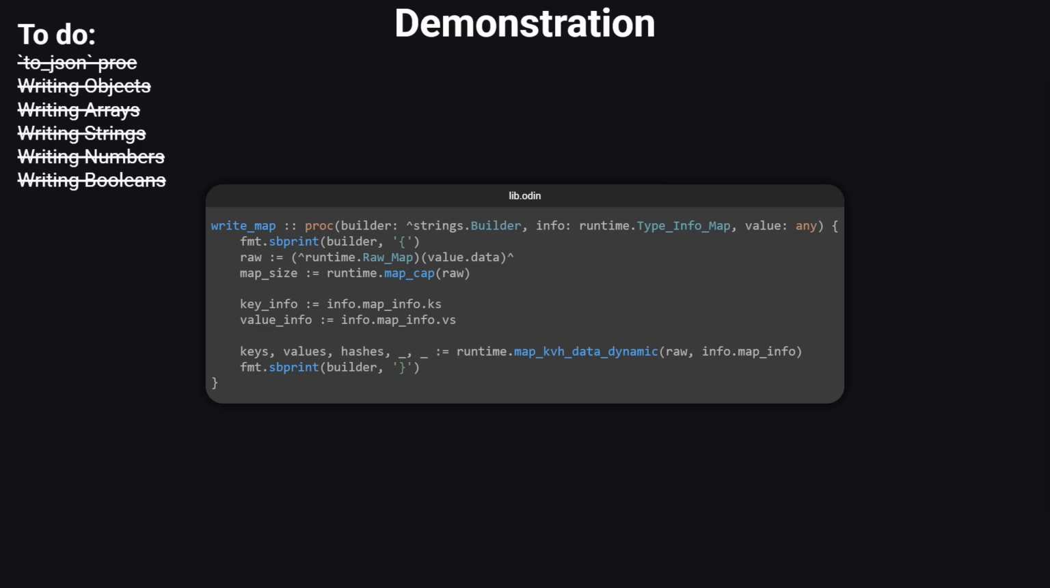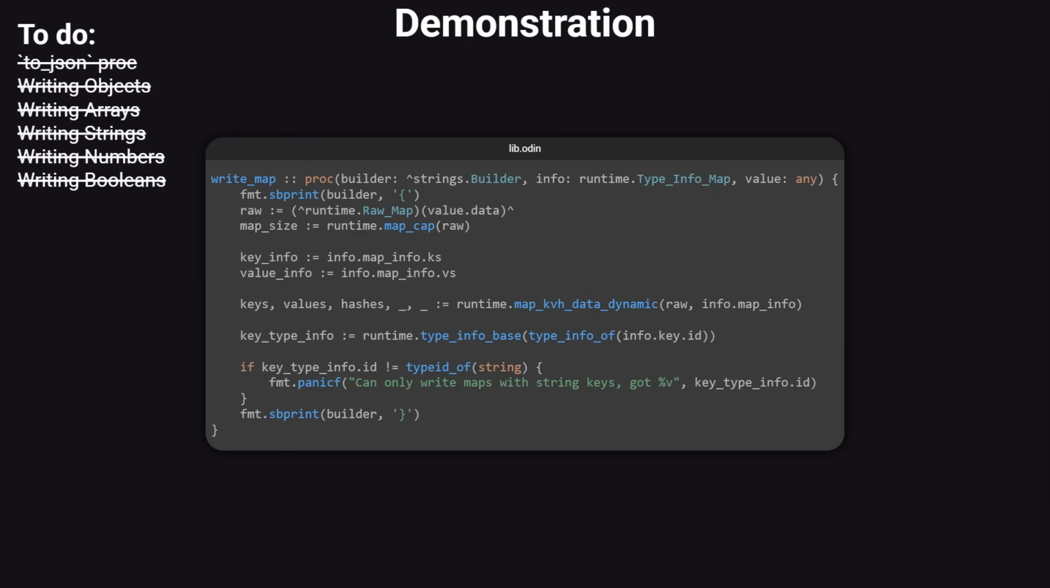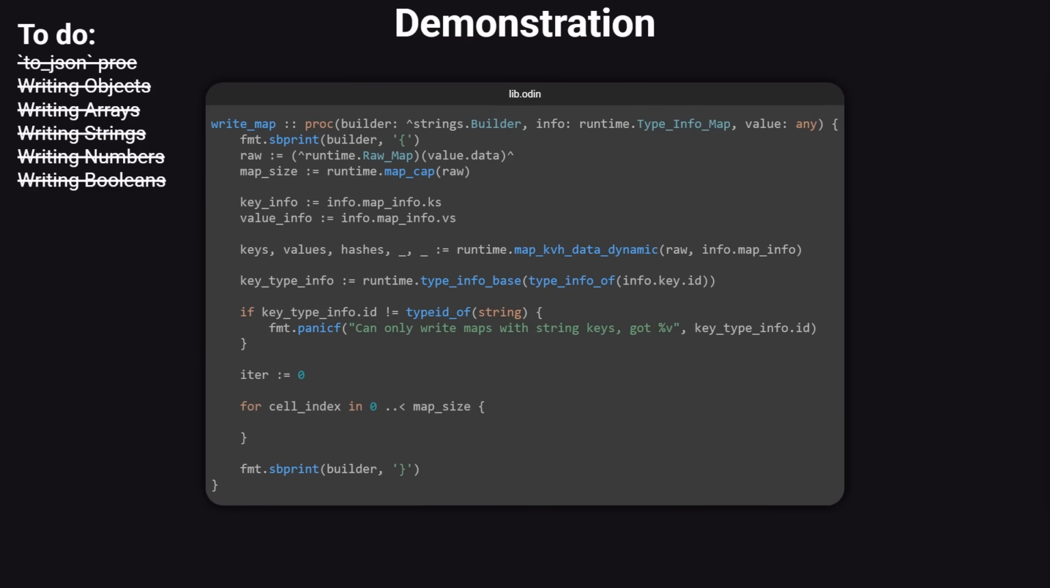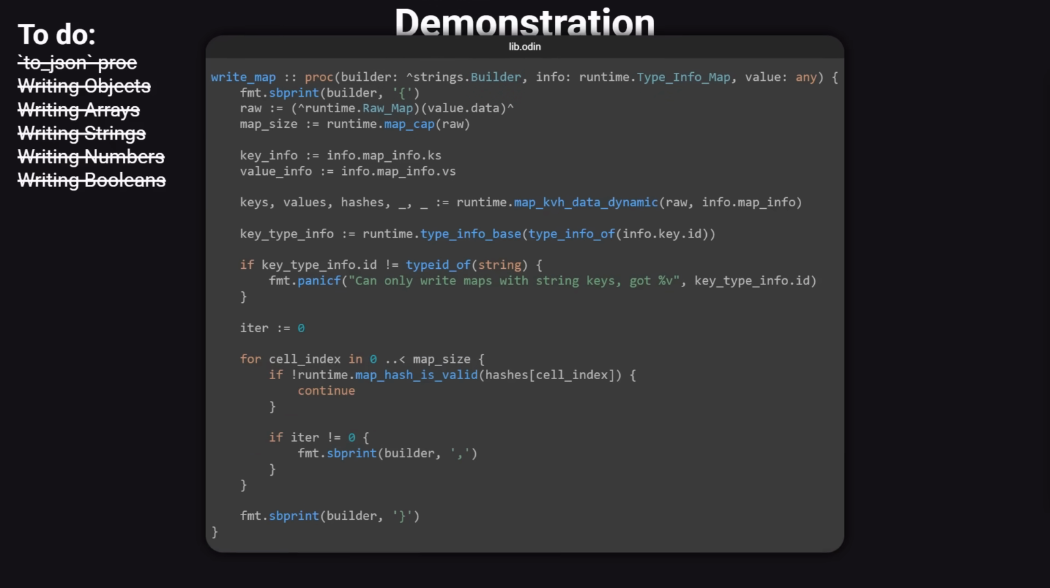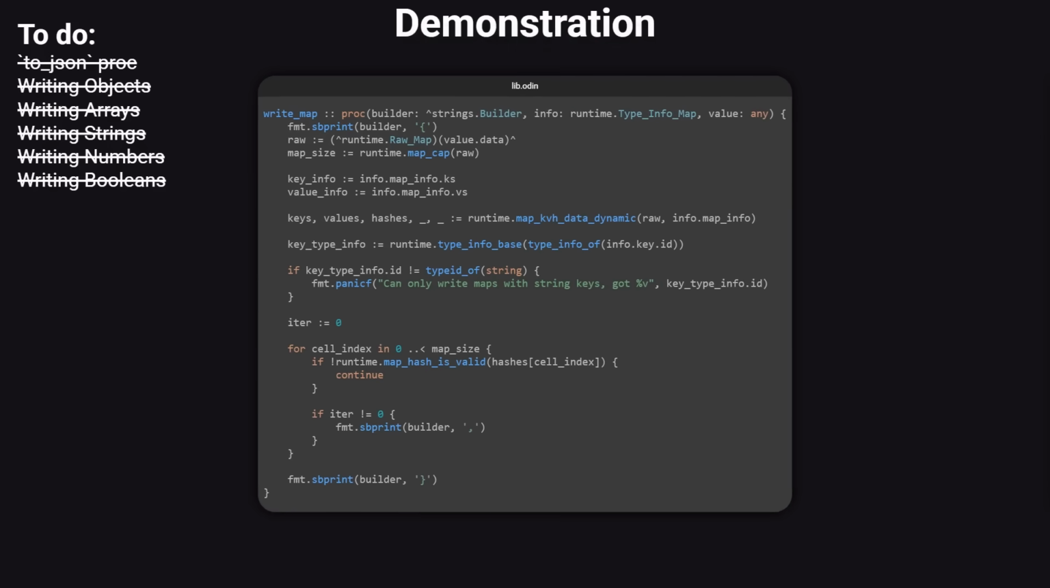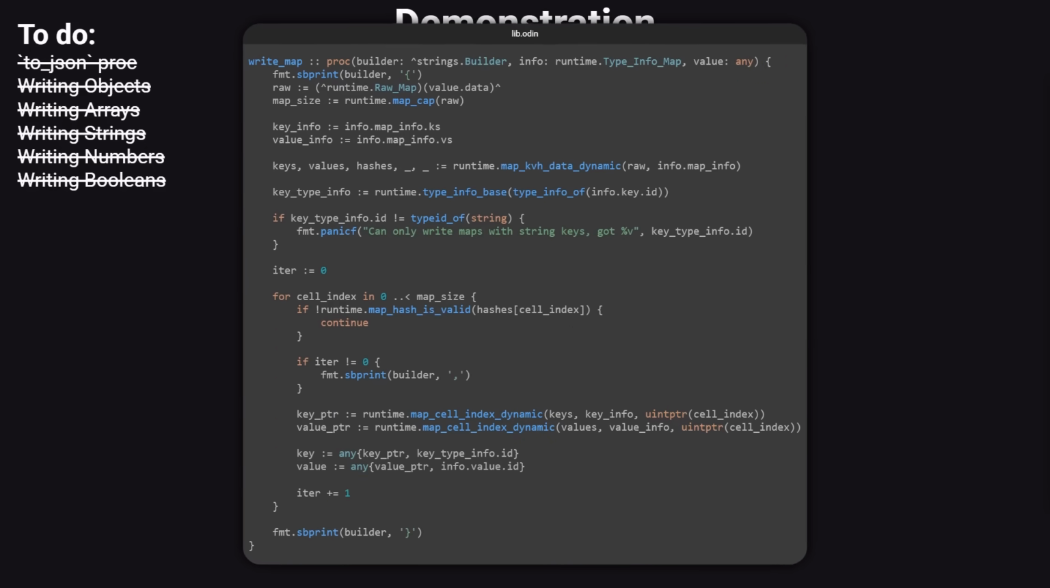We use that type info base procedure from earlier to make sure we're using string keys, and if we aren't, we panic. This is the first user error we've hit, and in any real program you'd want to actually return the user an error here. Now we start our loop. Note that because these are hashes, there's no guarantee on the order of the keys. We just go over every index in the map's capacity and use that to check if the current cell has something in it. If it does, we get a pointer to the key and the value, assemble some any's, and write them.